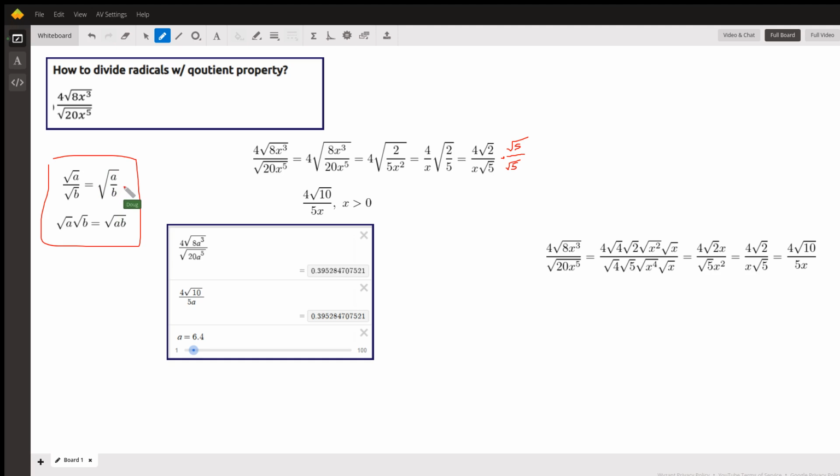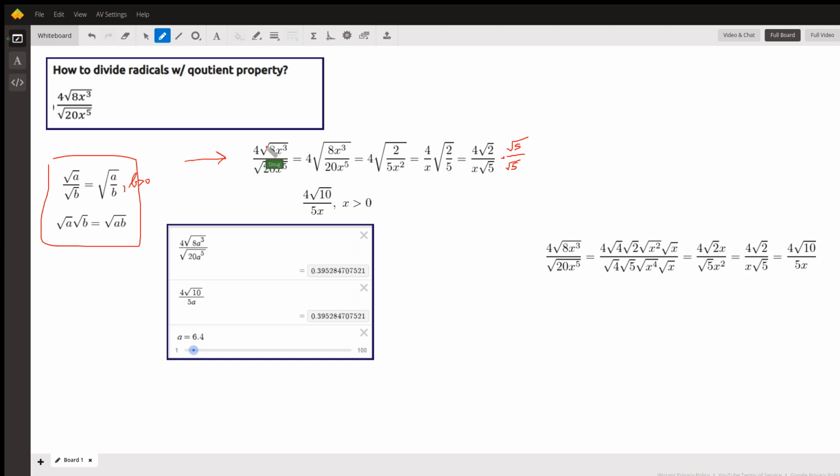And notice that in this expression, b has to be greater than 0 because you can't take the square root of a negative number, and you can't divide by 0, so it's got to be greater than 0. And the other property, the square root of a times the square root of b is the same as the square root of the product. Okay, there's several ways to do this problem. This is the way that I would do it.